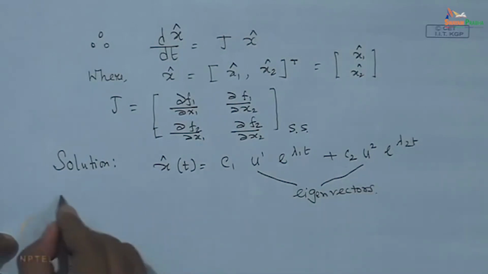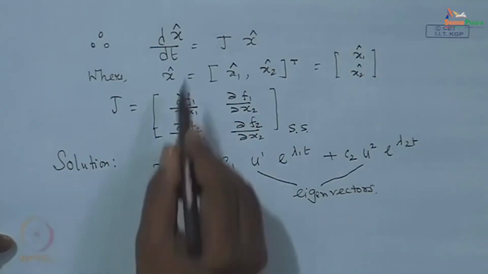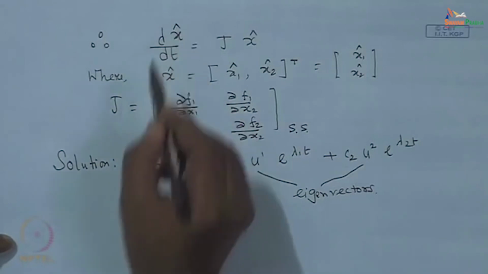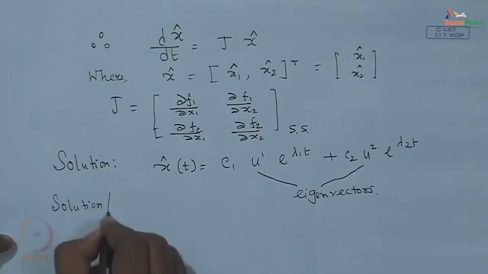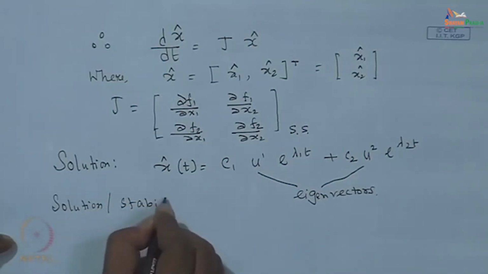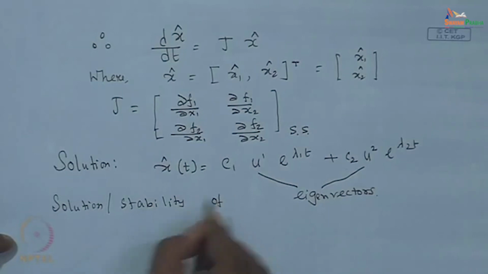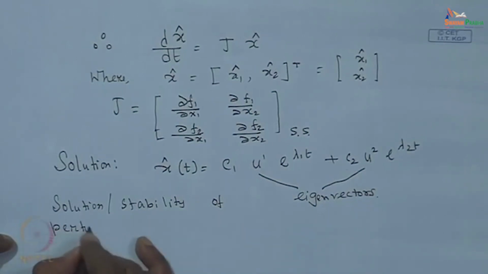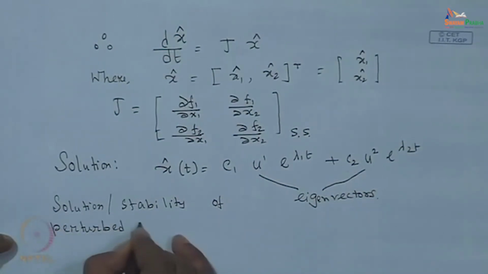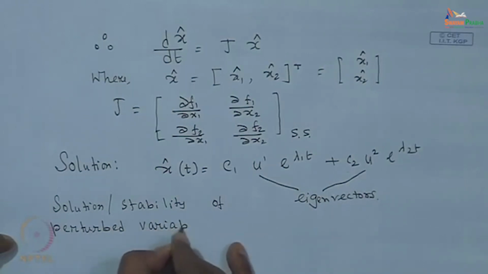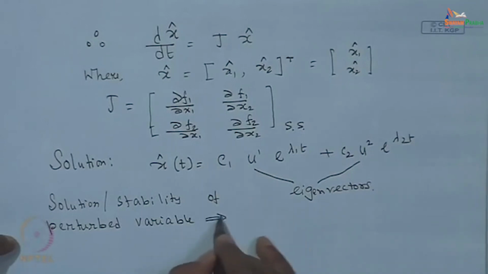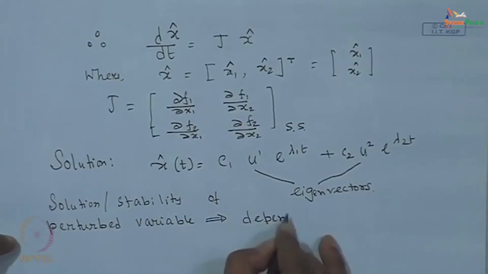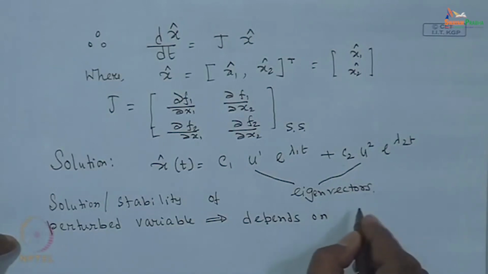So, the stability of the perturbation, this disturbance variable is nothing but the perturbation variable. The solution or stability of the perturbed variable, or the perturbation that we have imposed from outside, will entirely depend on the sign of the real values of lambda i.